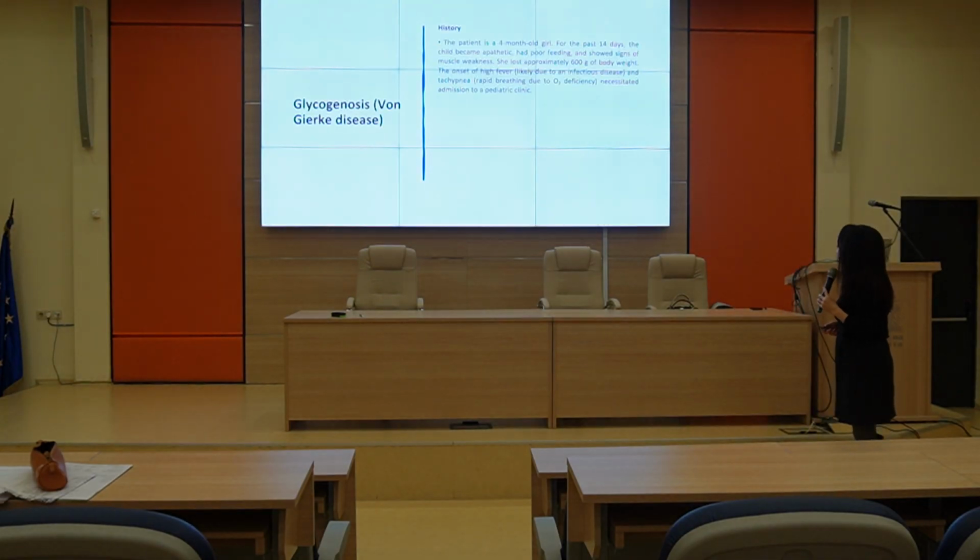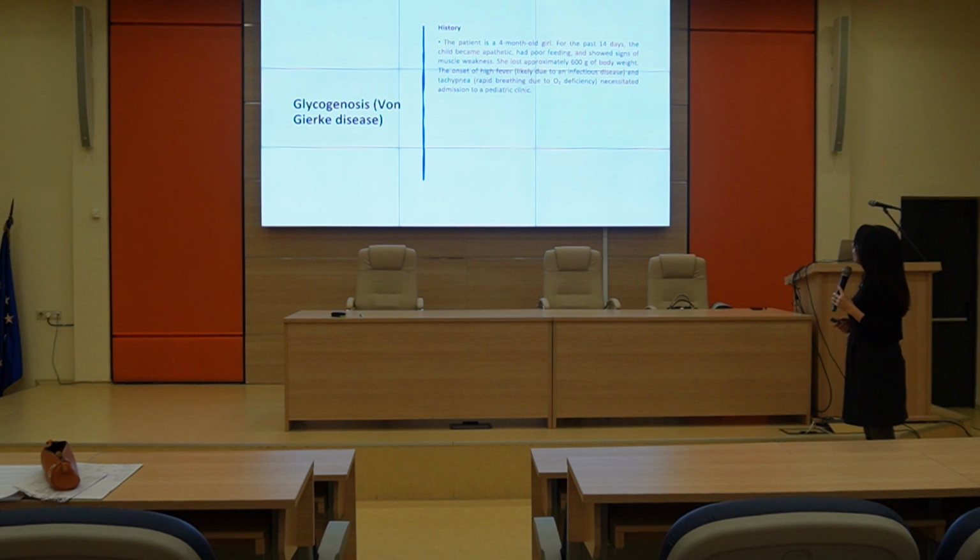Von Gierke disease. The patient is a 4-month-old girl. For the past 14 days, the child became apathetic, had poor feeding, and showed signs of muscle weakness. She lost approximately 600 grams of body weight. The onset of high fever, likely due to an infectious disease, and tachypnea, rapid breathing due to oxygen deficiency, necessitated admission to a pediatric clinic.